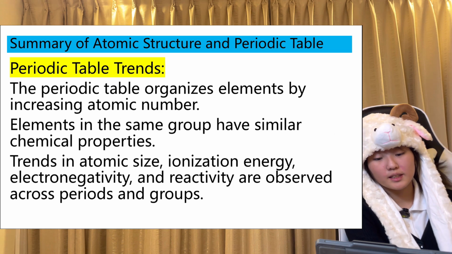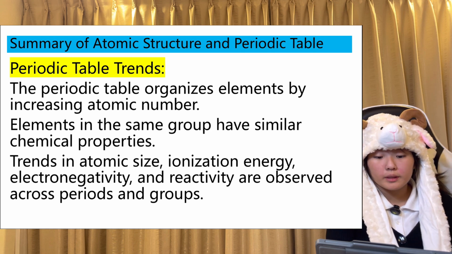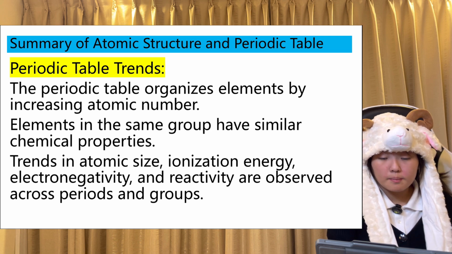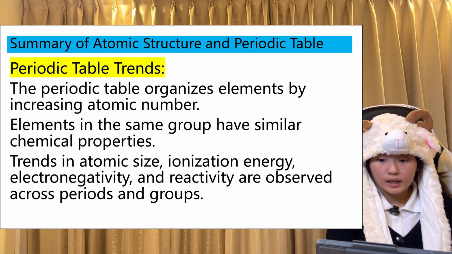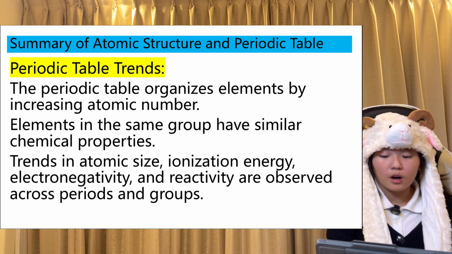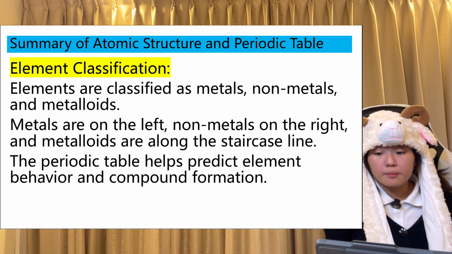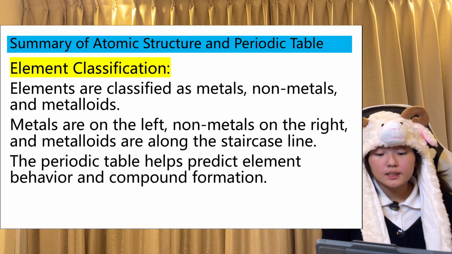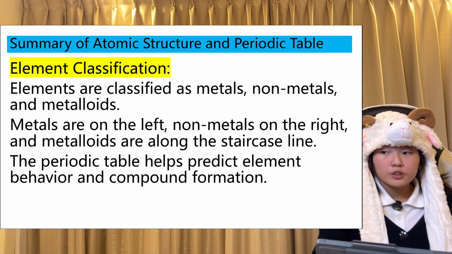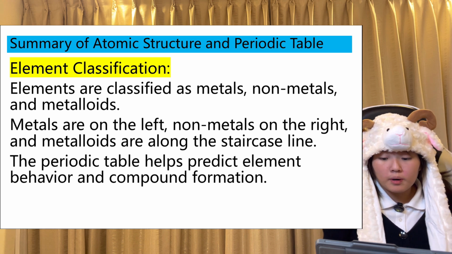The trends in the periodic table: it organizes elements by increasing atomic number. Elements in the same group have similar chemical properties because they have the same number of valence electrons. Trends in atomic size, ionization energy, electronegativity, and reactivity are observed across periods and groups. Elements are classified as either metals, nonmetals, or metalloids. Metals are on the left side, nonmetals are on the right side, and metalloids are just in between them. The periodic table helps predict element behavior and compound formation.